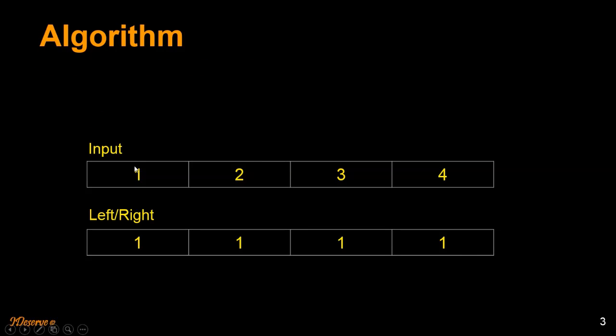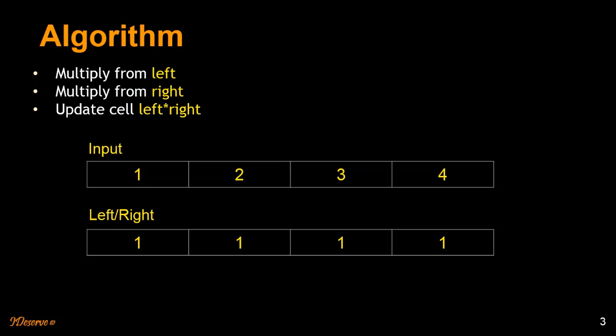You are given an input array like this, right? 1, 2, 3, 4. And I'm going to use an output array and call it the left/right array. I'm calling it like that because I'm going to traverse that array initially from the left and then from the right, and finally we'll get the answer. Okay, so the first step is to multiply from the left, the second step is to multiply from the right, the third step is to update each cell such that it contains the multiplication of the left and the right. Okay, once we go through the algorithm, you'll understand what I'm trying to say here.